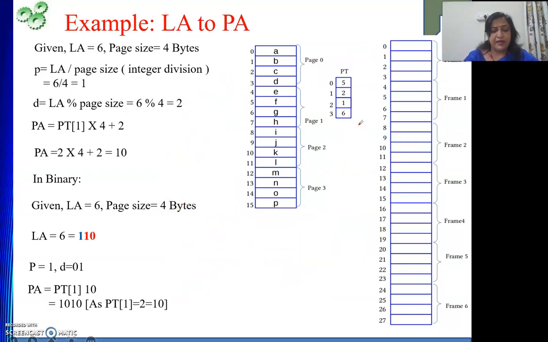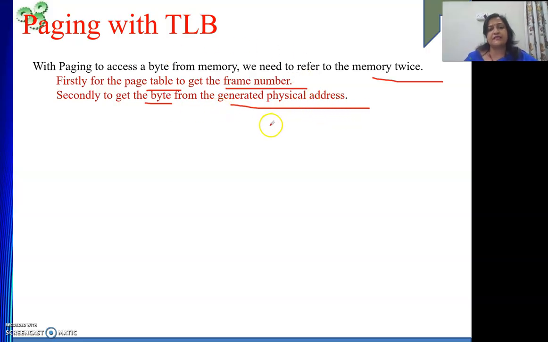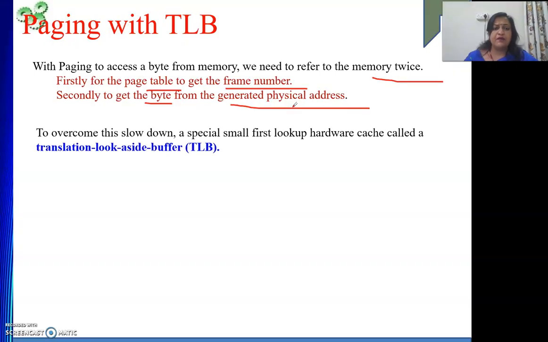So now again I'm going to start paging with TLB. With paging, to access a byte from memory, we need to refer to the memory twice. Firstly, the first access is for what? To get the frame number from the page table. That means to make a reference to the page table, we are using memory once. The second reference will be to get the byte or the word that we are accessing from the generated physical address. So for one particular access, we are accessing the memory twice. Thereby we have increased the time. Now our idea is to reduce this time.